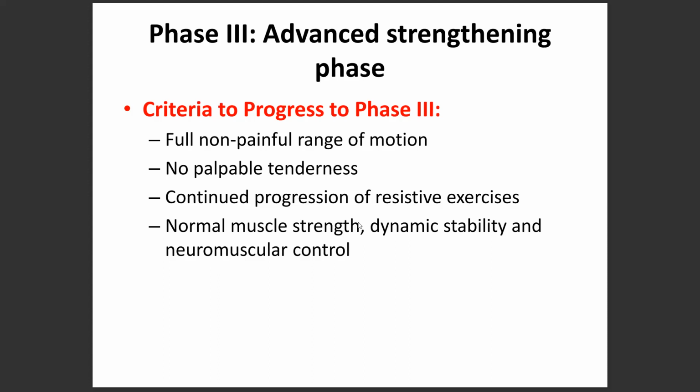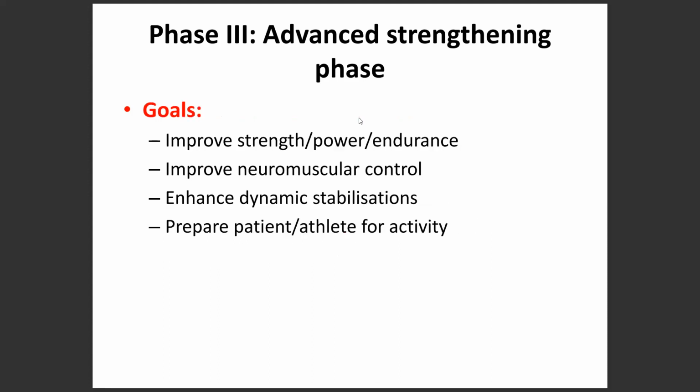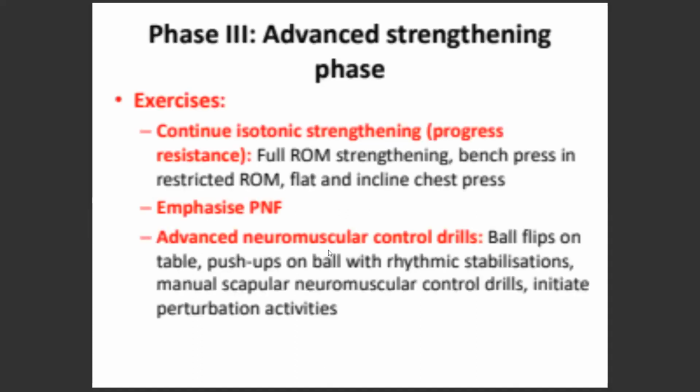The resistive exercise should be continued with more resistance and normal muscle strength, and dynamic stability and neuromuscular control should be added. So if we have achieved all these points, then we can progress to phase 3. So what would be the goals as a therapist? The goal is the advanced training phase: improve strength, power and endurance, improve neuromuscular control, enhance dynamic stabilization, and prepare the patient athlete for activity.